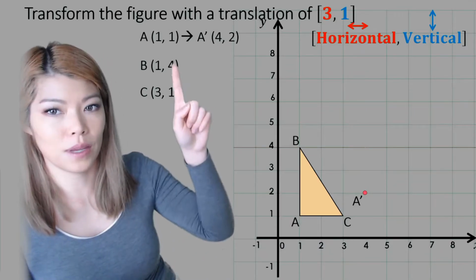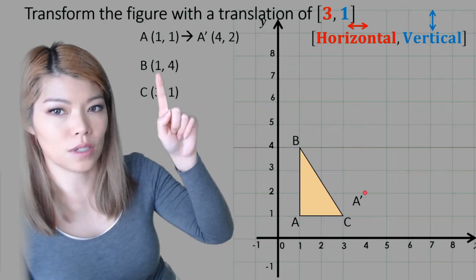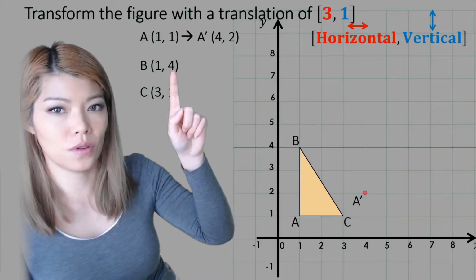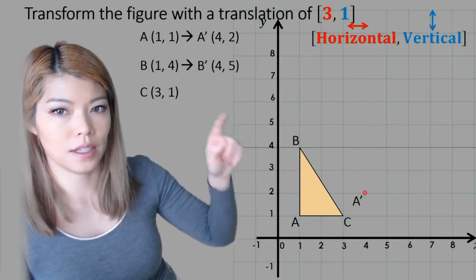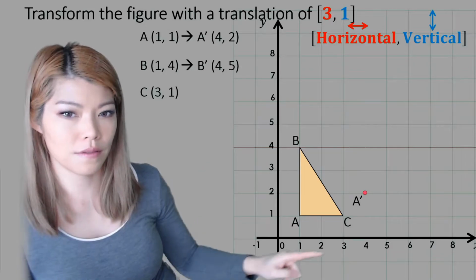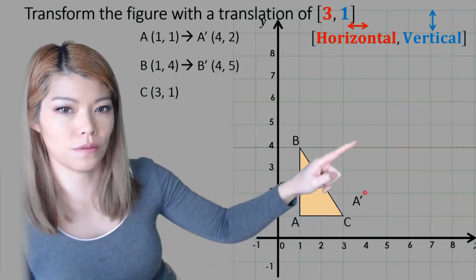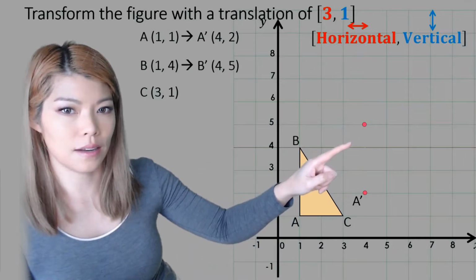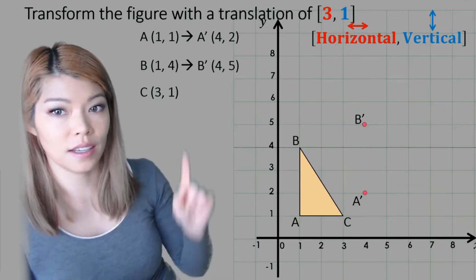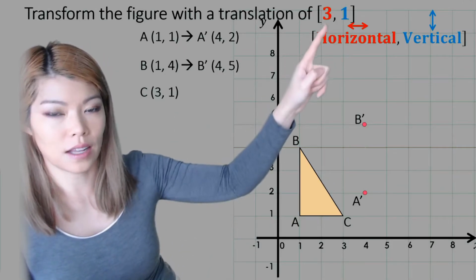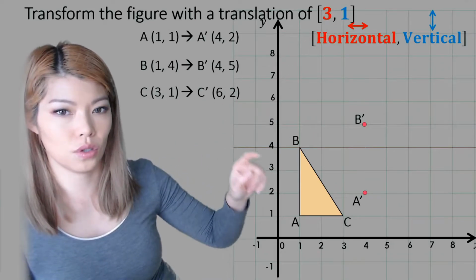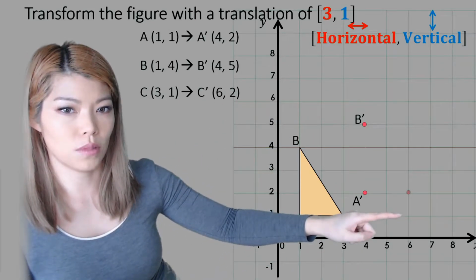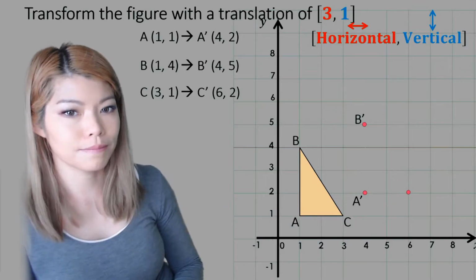Now we'll do the same for B. Add 3 to the x, which is 4. Add 1 to the 4, which is 5. So we're adding these two values to that. So now our B dash is 4, 5. So 4, go up to 5, mark it, and write B dash. Lastly, C. So again, add 3 to 3 is 6. 1 plus 1 is 2. So you go to 6, up 2, and label it.